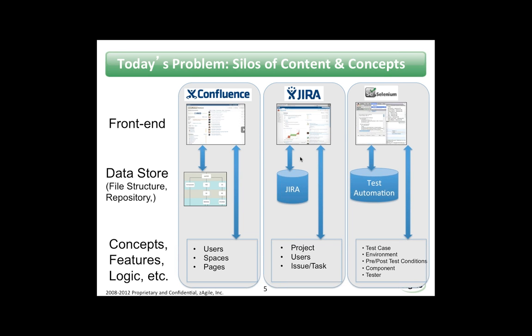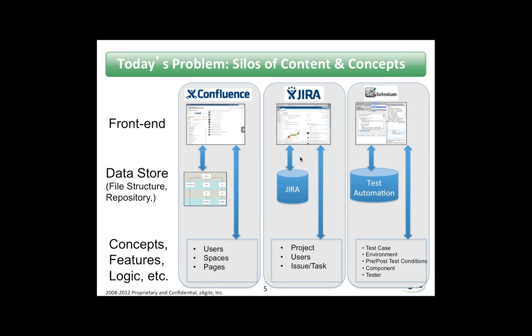So if you look at today's tools and the problems, especially within software engineering, you have that famous silo of content that's isolated within each of your applications and tools. Here we have some examples shown of Confluence, JIRA, Selenium. It could be many other tools and applications. We just isolated these three to try to keep the concept simple.